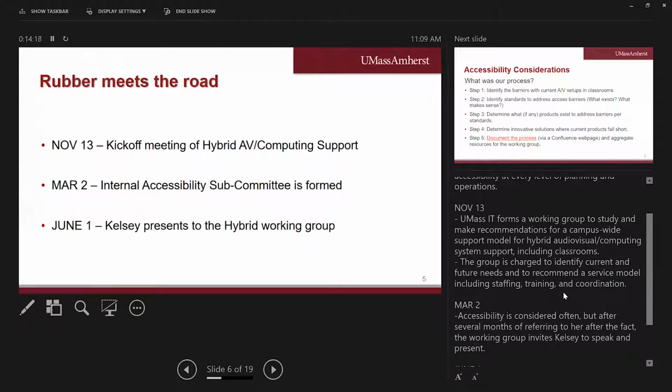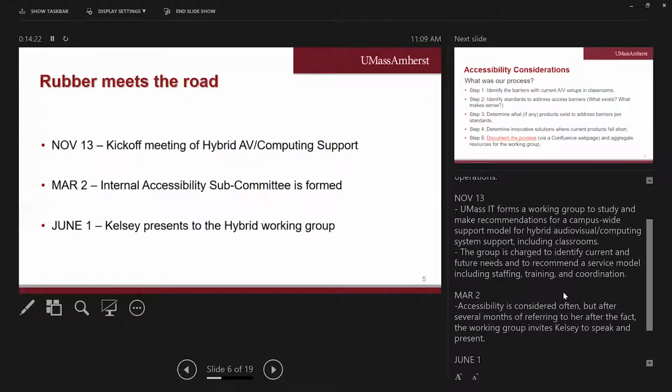So we were charged to identify current and future needs and to recommend a service model, including staffing, training, and coordination, and so on.